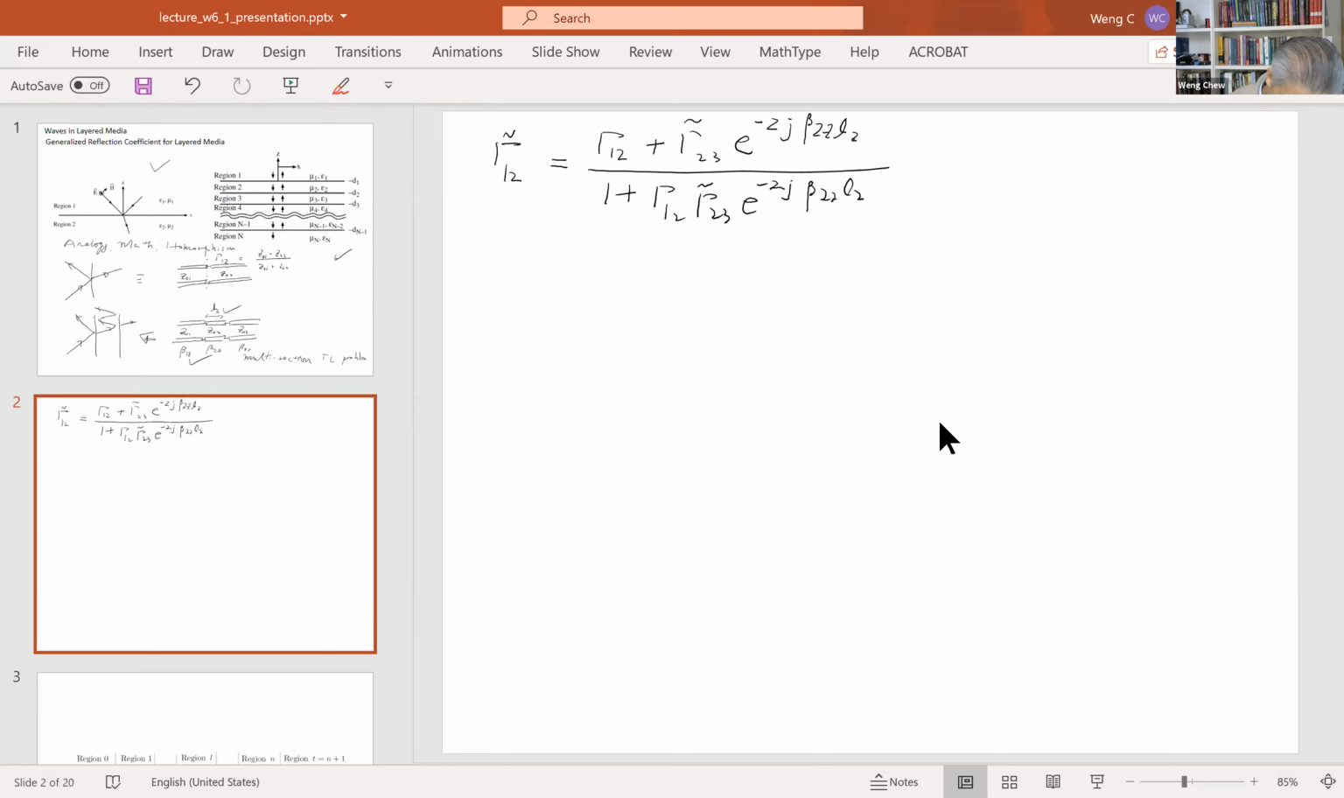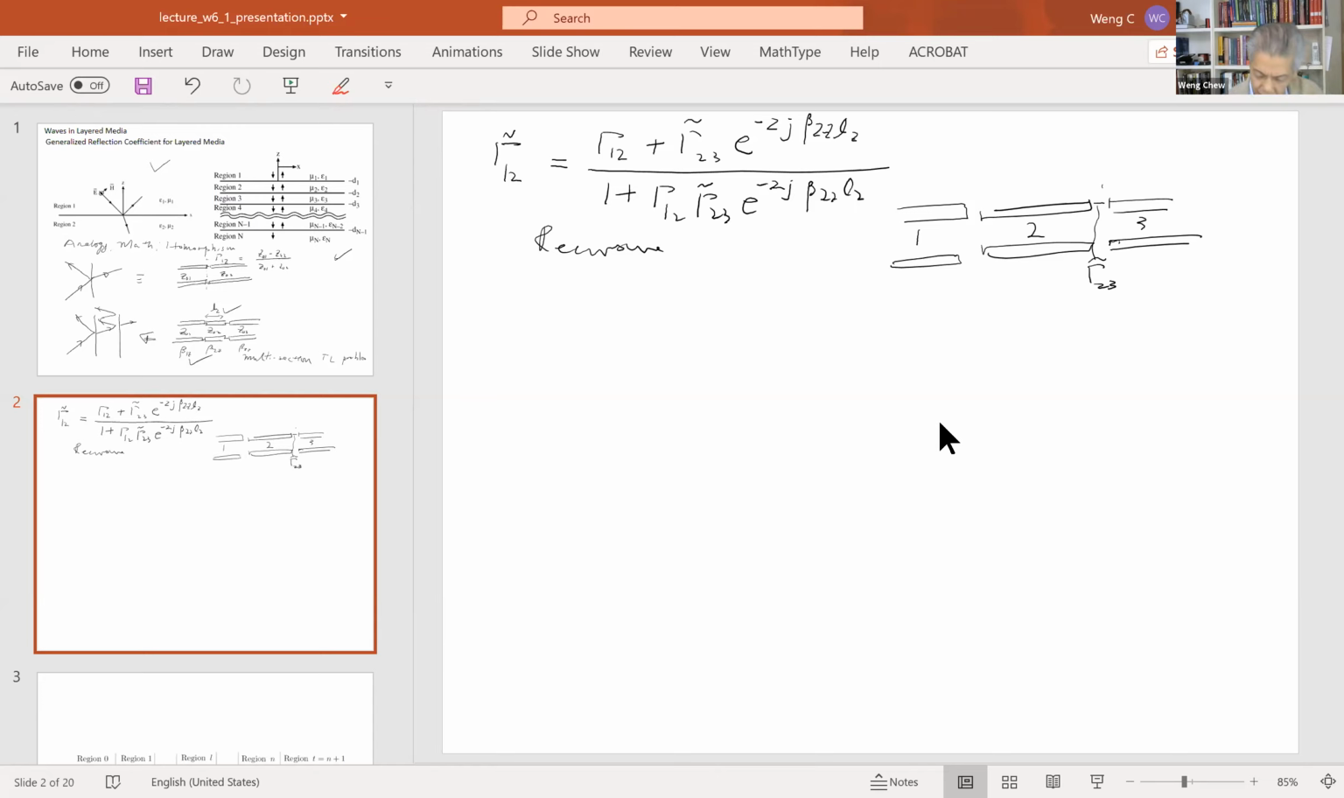it's a recursive formula. Gamma 2,3 is the reflection coefficient at the 2,3 junction. This is region 1, 2, 3. At the 2,3 junction, we have a generalized reflection coefficient. You can work recursively backward and find the generalized reflection coefficient at this junction.